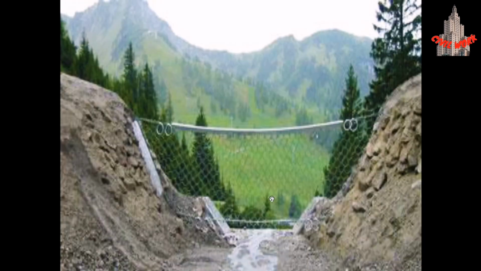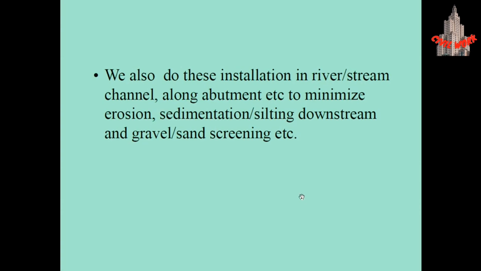We also provide wire mesh in our drainage channels, so that if a great boulder comes in the way of our drainage channel, it would be stopped in its way instead of moving down the hill and creating a great disaster. We also do these installations in river stream channels along abutments etc. to minimize erosion, sediment silting down the stream, and gravel, sand screening etc.